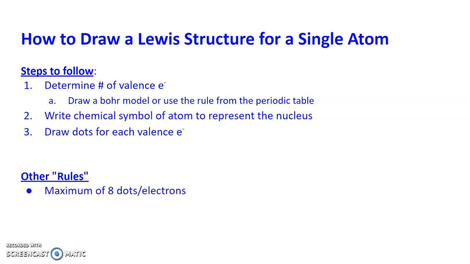Some rules that apply to this are the following. The maximum number of dots you can have is 8. You will never have more than 8 dots around your atom or around your atomic symbol. And if you have a dot all by itself, like the potassium on the previous slide, we call that an unpaired electron. If there's 2, it's a pair. If it's 1 by itself, it's unpaired.